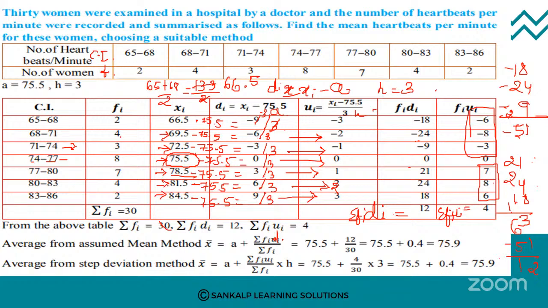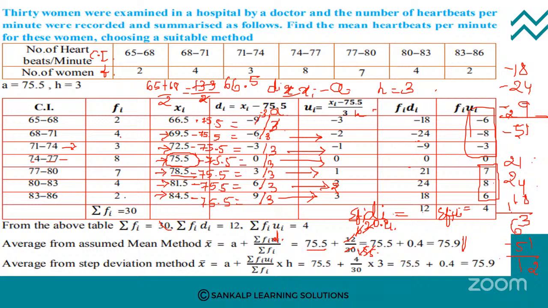Next, average from assumed mean method. What is the formula for assumed mean method? A plus sigma Fi di divided by sigma Fi. A value, the assumed mean, is 75.5, right? Plus sigma Fi di is 12 divided by sigma Fi is 30 is equal to 0.4. That is 75.5 plus 0.4 is equal to 75.9. This is the mean by assumed mean method.